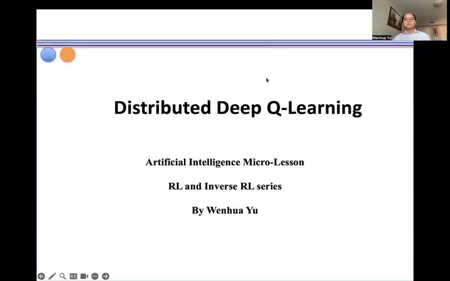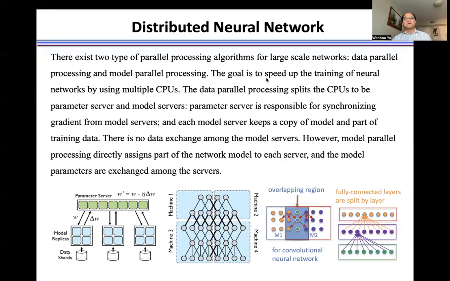Now I introduce distributed deep learning. Distributed computation is also called parallel processing. It allows us to use multi-computer resources to work on a single network training at the same time to speed up the training process. There are two typical parallel processing methods. One is data parallel processing, and the other one is model parallel processing.